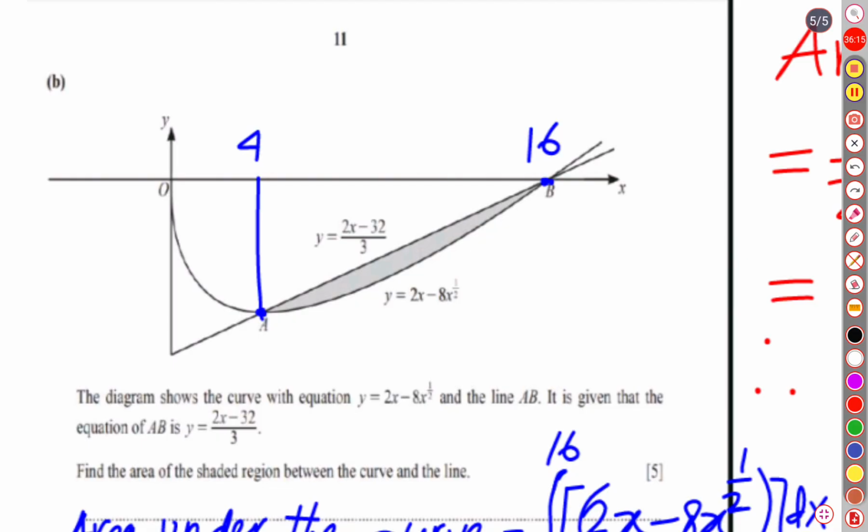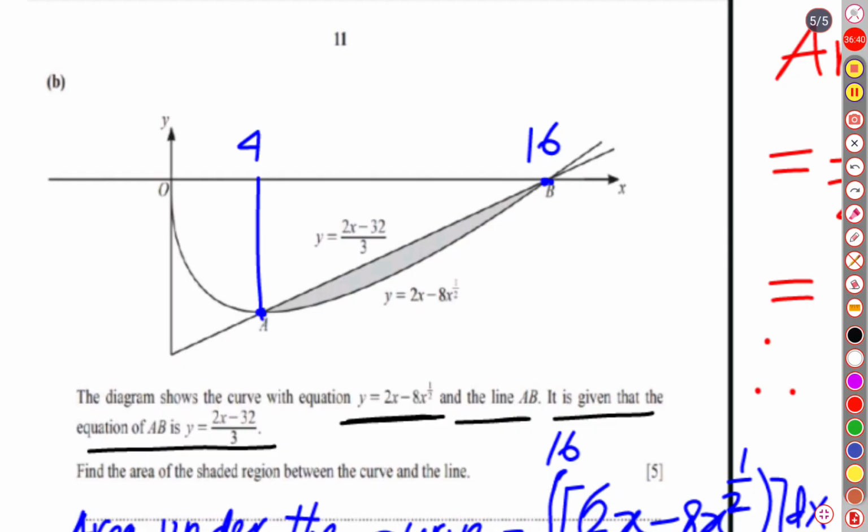So B says the diagram shows the curve with equation y equal to this, and this is one curve, and another one, the line AB. It is given that the equation of AB is this. So both of the equations have been given, one of the curve, another of the line.